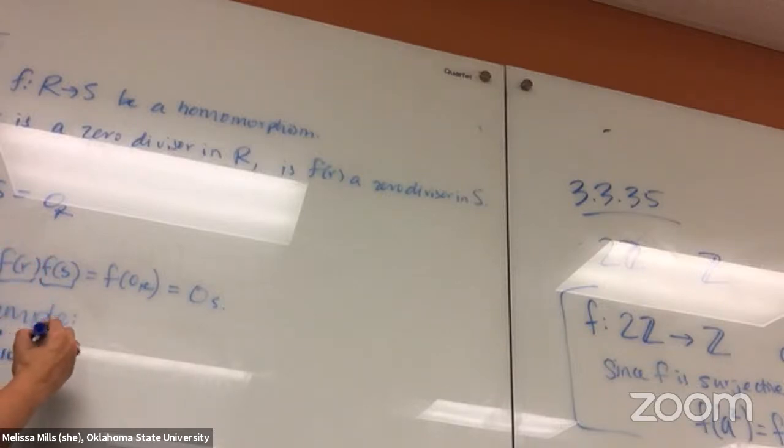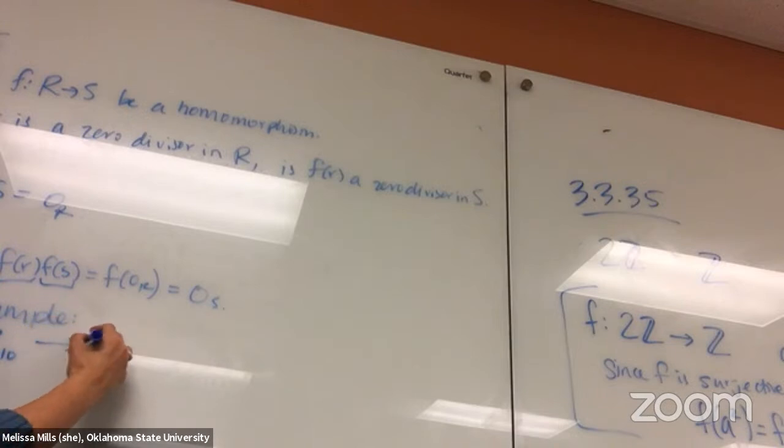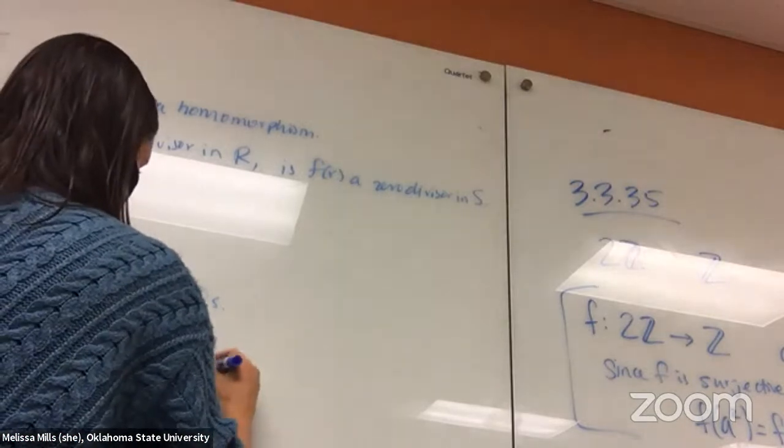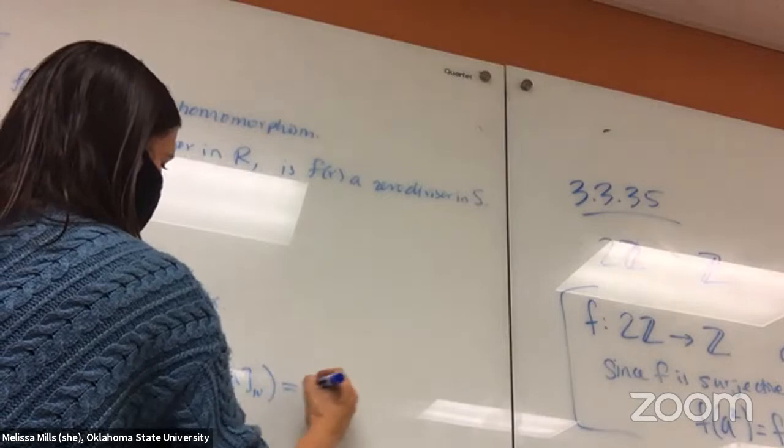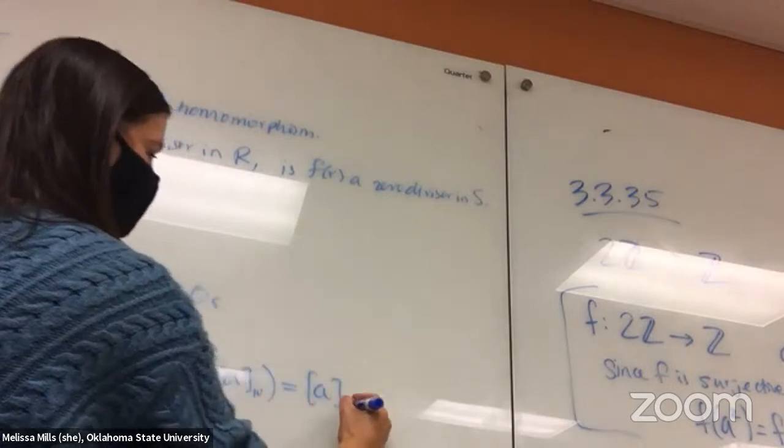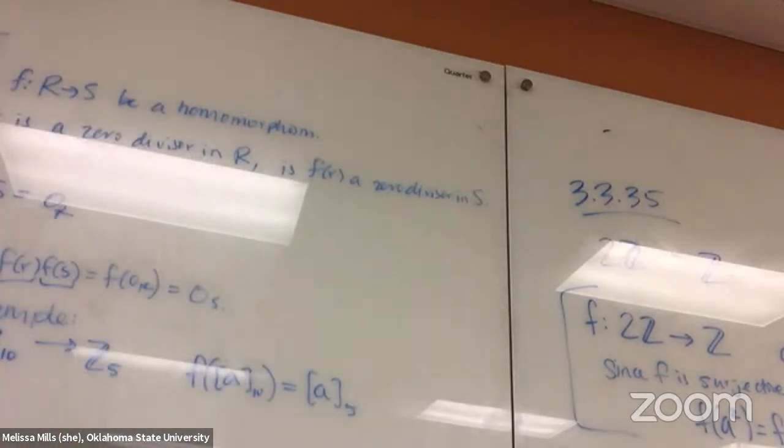So if you look at this map, Z mod 10 to Z mod 5, this is just a kind of naive map. We're just going to take whatever it is in mod 10 and reduce it to mod 5. So just take the same number, but do it mod 5. And that's our mapping. And we can prove that that's a homomorphism. It's going to work out.